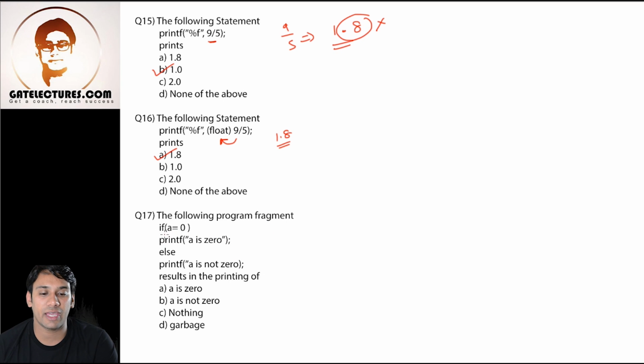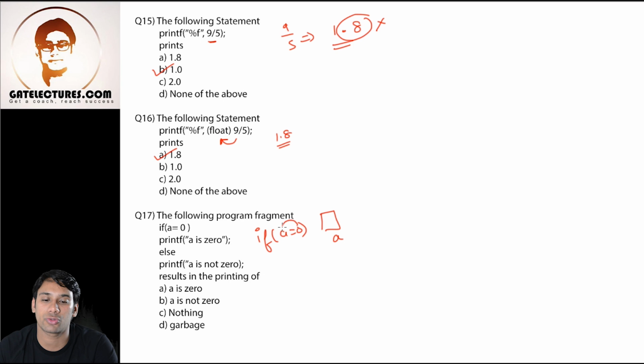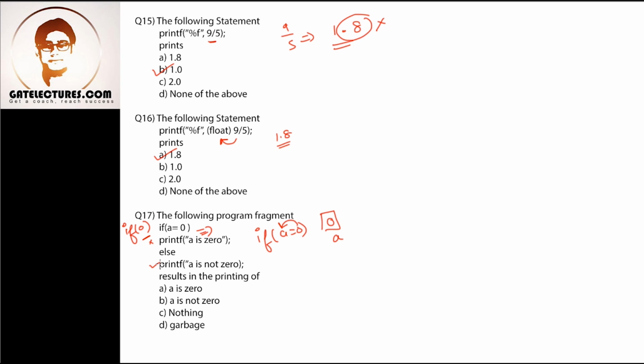They are doing if a = 0. The question statement is if a = 0, which means the value 0 is going to be stored in the variable a, and this expression is going to return this value, which is 0. Therefore this statement essentially means if 0, and if 0 means false. Therefore it is not going to execute this statement, it is going to execute the else statement. So the output will be "a is not 0". Option B is correct.